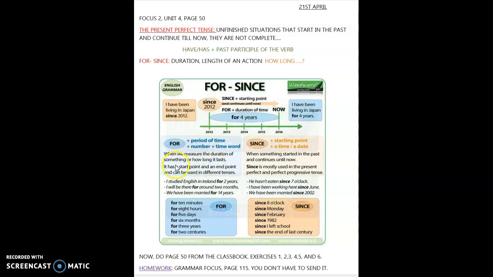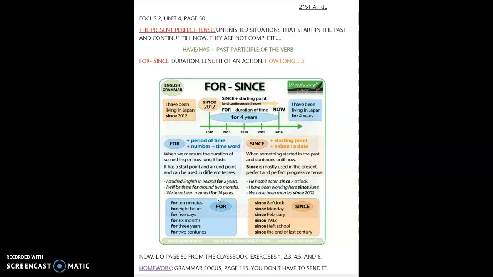When we measure the duration of something or how long it lasts, it has a start point and an end point and can be used in different tenses. I studied English for 2 years. I will be there for around 2 months. We have been married for 14 years. Este es el ejemplo que nos interesa. We have been married for 14 years. Quiere decir que hace 14 años estamos casados y probablemente hoy continuemos por 14 años.